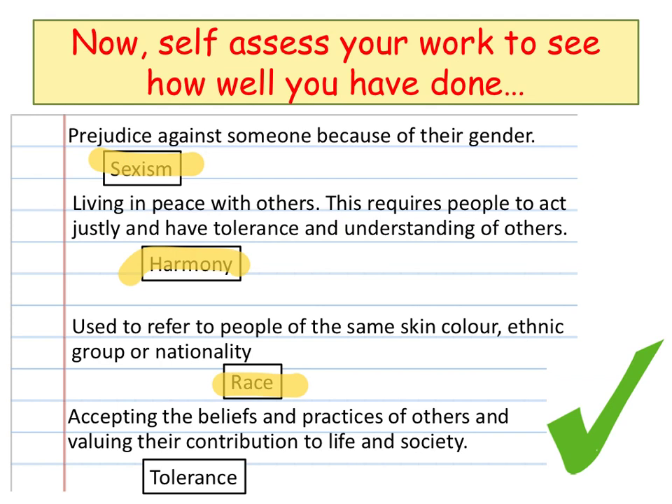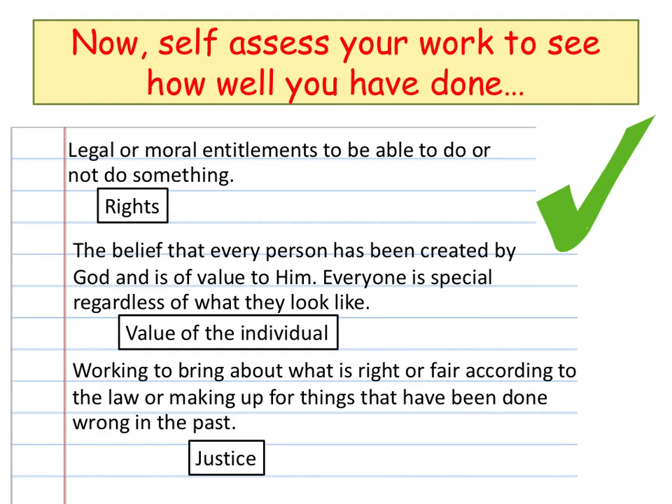Next one, accepting the beliefs and practices of others and valuing their contribution to life and society. This is tolerance. Notice that with tolerance, we don't have to agree with what people believe, but we do need to accept it and value it. Next is legal or moral entitlements to be able to do or not do something. These are our rights. People give rights to us, and we're entitled to be able to use them.